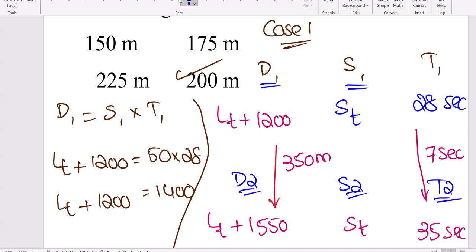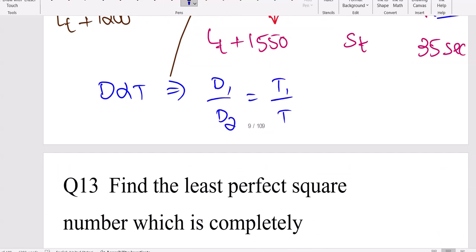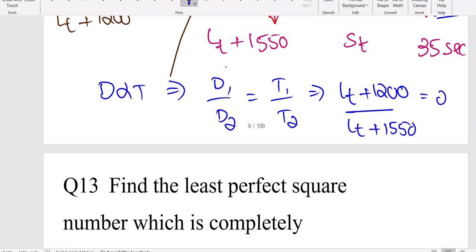You can do the same question like this: the speed is constant, then distance is directly proportional to time. D1 by D2 equal to T1 by T2. This is LT plus 1200. This is LT plus 1550, is 20 divided by 35, which is nothing but 4, 7, 4, 7, 5 times. Done, task done. No need to calculate the speed of the train also, in fact.